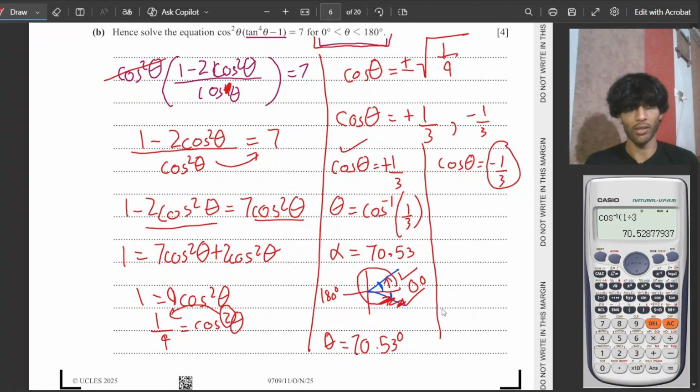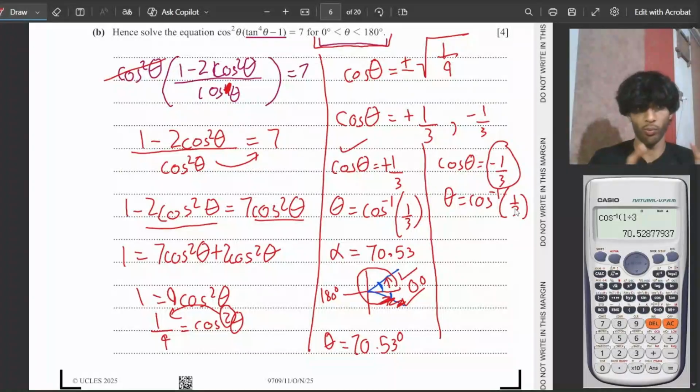Now let's talk about it in the case of cosine negative 1 by 3. Again, when you're going to solve this out, you're going to get a value of theta as cosine inverse 1 by 3, and you're going to neglect the negative sign. When you're finding the basic angle, you are not going to put in the positive or the negative sign in here. You're going to neglect that, and the positive and negative signs are going to tell you what quadrant you're talking about, but you're not going to put them in the cosine inverse when you're finding the basic angle. So I'm not going to involve the negative symbol over here.